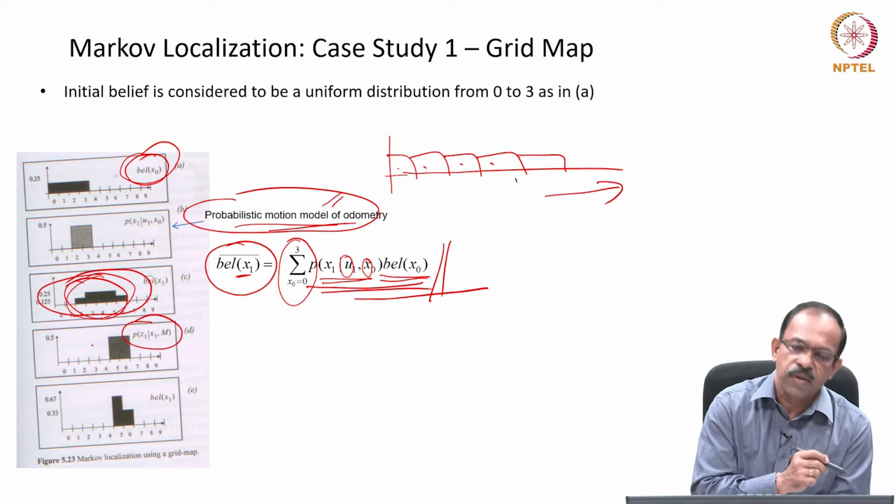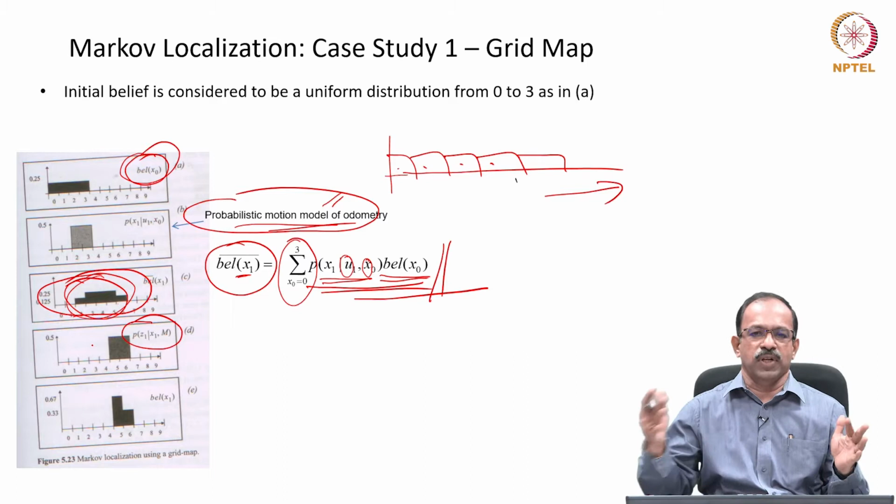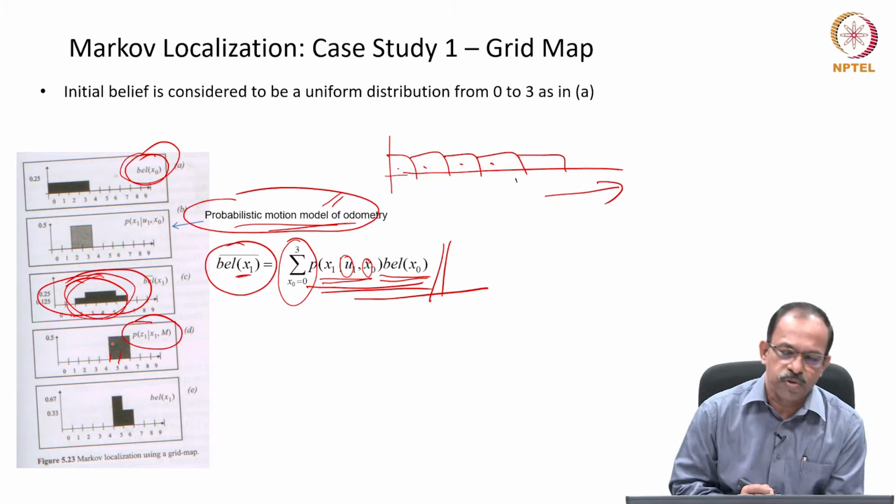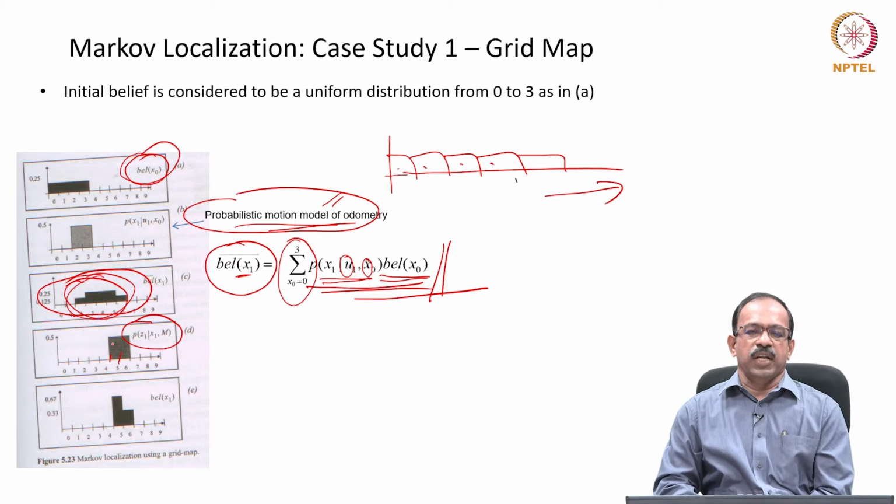A range sensor will measure the distance from the starting point to the current position, and then use that information to update the position. Now, the sensor also is not accurate. So, the sensor will tell that it could be 4 units or 5 units away from the starting point. So, there is an uncertainty.